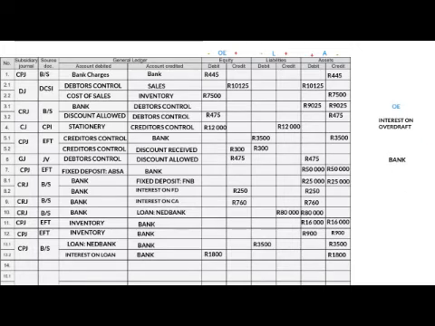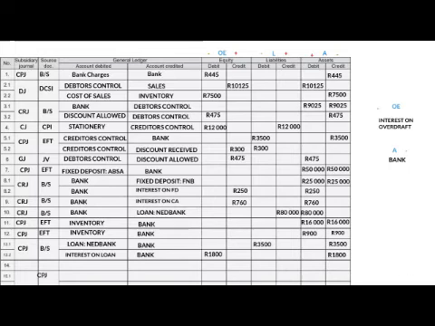Interest on overdraft is owner's equity, bank is an asset. Interest on overdraft is a payment, so it has a negative effect on our owner's equity, and since we are paying more money, our bank account is going down, so it also has a negative effect on assets. So let's record this onto our answer sheet.